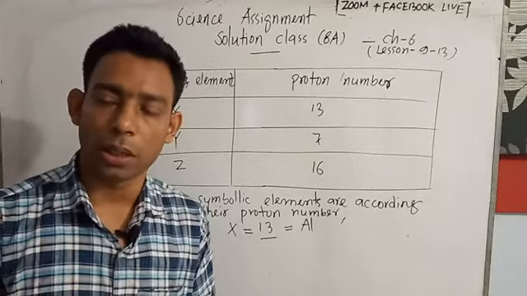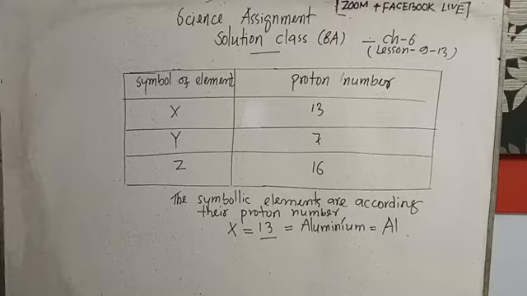Okay, so this one is the symbol. Very first, we need to find the symbol of the element mentioned in this way. It is aluminium, and in symbolic form we can write Al. This is aluminium, and we can write Al accordingly here. Okay, then after that we can write accordingly.